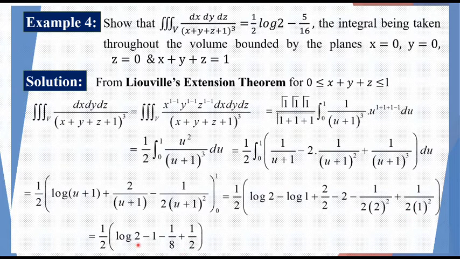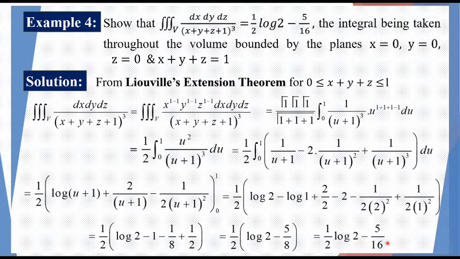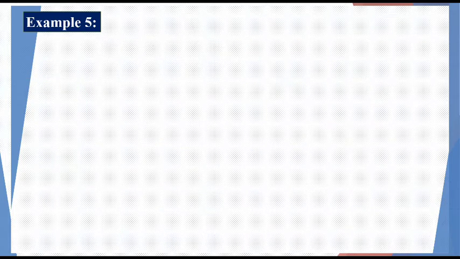So on simplifying, 1 by 2 log 2 minus 1 by 8 plus 1 by 2, and on simplifying it, it will be minus 5 by 8, or when we multiply by 1 by 2 to the entire bracket, it will convert into 1 by 2 log 2 minus 5 by 16, which is the required proof. So hope you understand this Liouville's extension problem. Example 5.